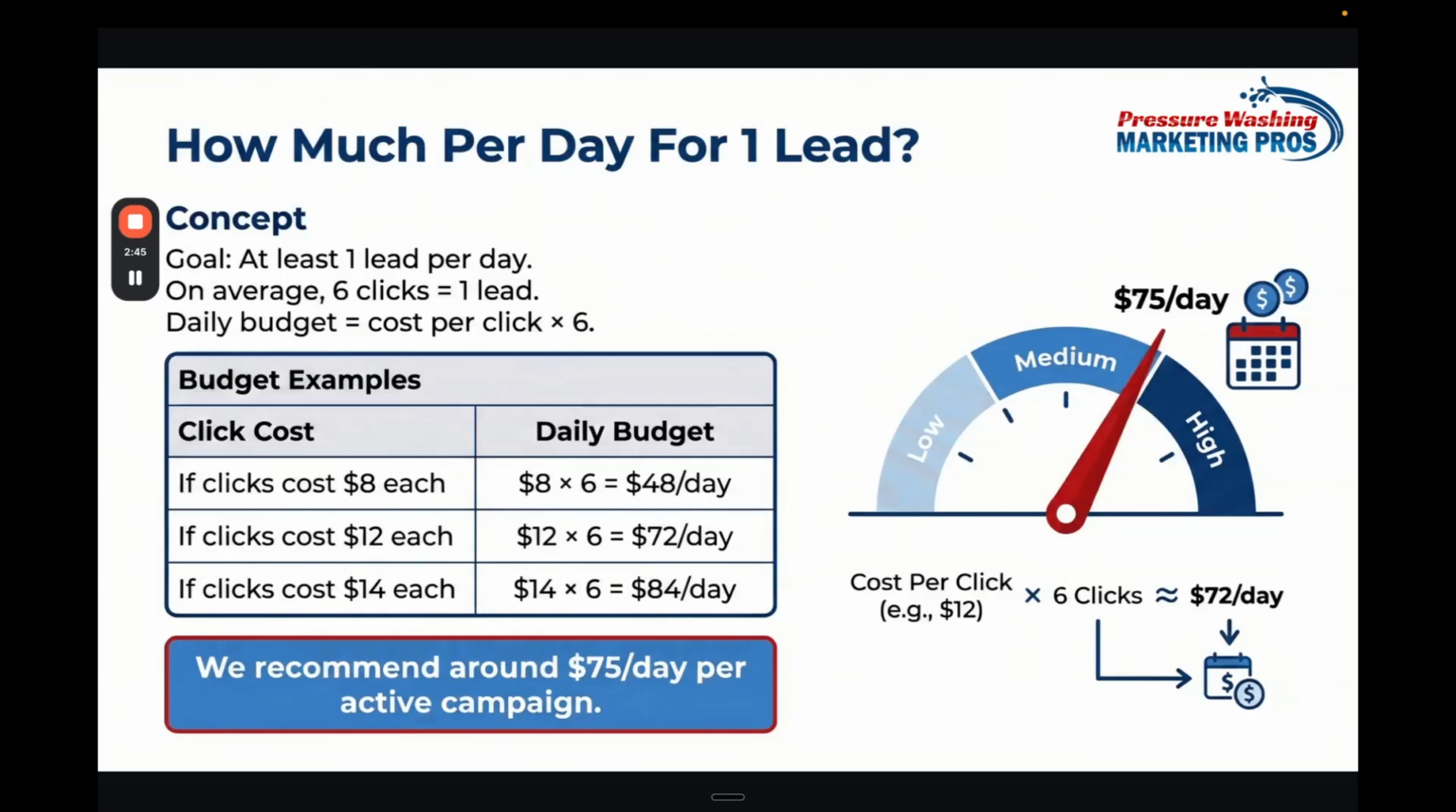So let's use some examples. If a click costs $8 and you multiply that times 6, which is the 6 clicks, that means you need to spend at least $48 to get at least 1 lead.